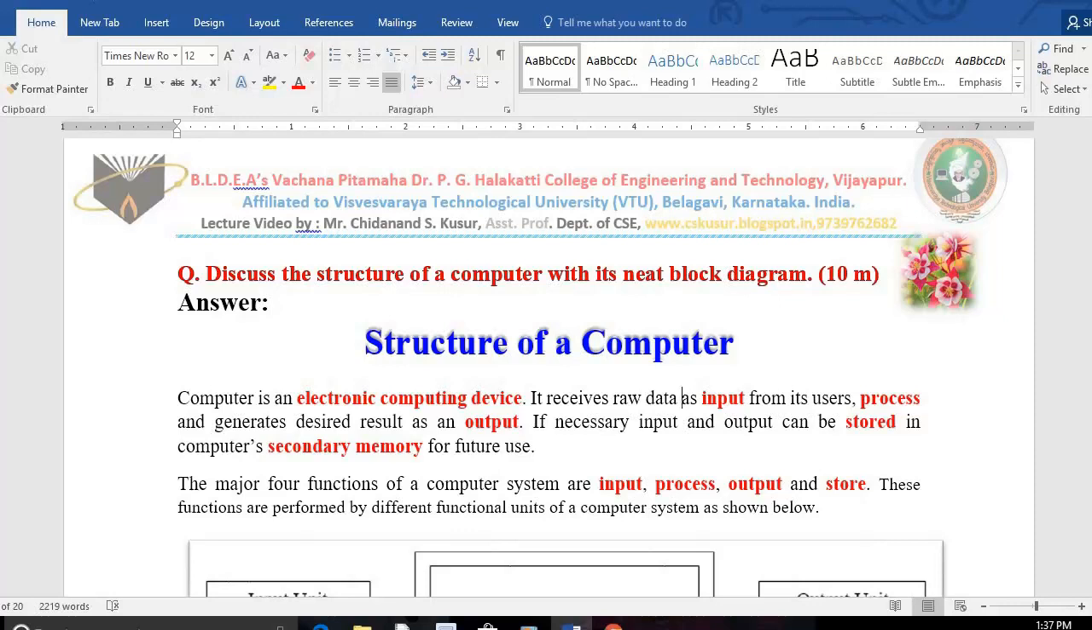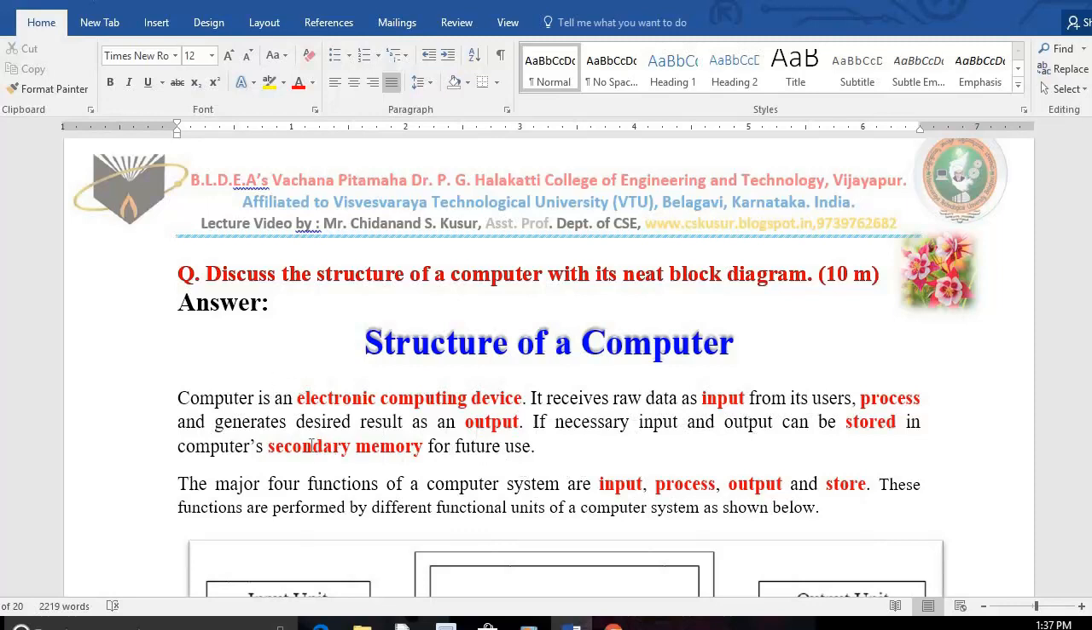Let us start answering this question by answering the question, what is a computer? Already we know a computer is an electronic computing device. It takes raw data, which is not processed, as input from its users. Once it takes input, it will process it and generate the required result as an output. That is what we call a computer. Computers have the capability to store input as well as output in the computer's secondary memory for future use.